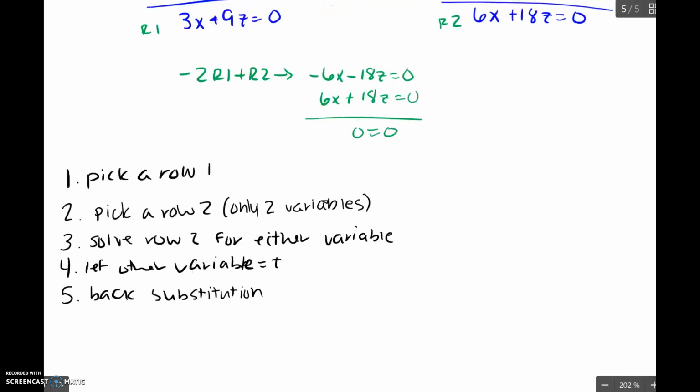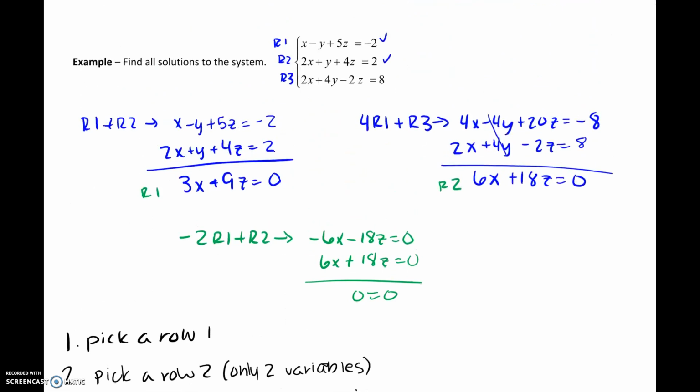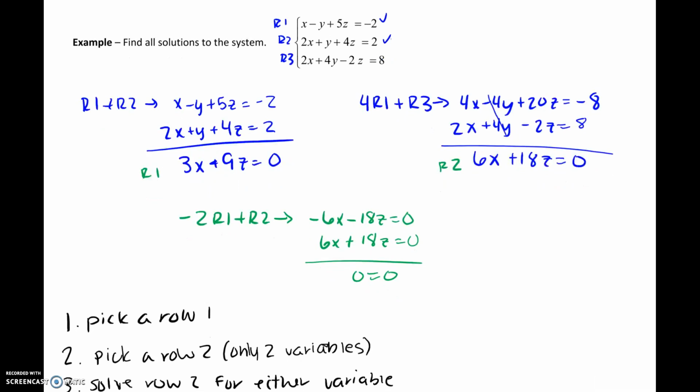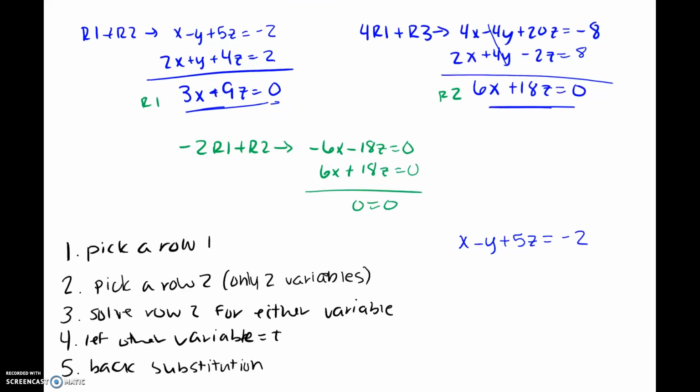Okay, so pick a row 1. Let's go up to our original. I think the original row 1 looks like a good row 1. That one looks the easiest to deal with to me, but it really doesn't matter which one you pick. So x minus y plus 5z equals negative 2 is my new row 1. Pick a row 2: from my second tier equations, I'm going to choose the one with the smaller numbers, 3x plus 9z equals 0.